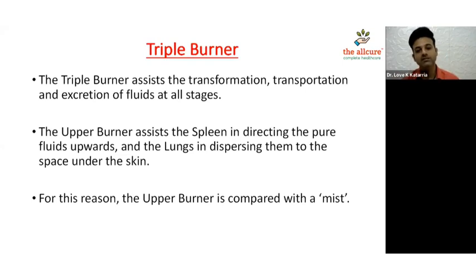The upper burner assists the spleen in directing the pure fluids. So it's being assisted by the upper burner, the triple burner, and the lungs in dispersing them to the space under the skin. For this reason, the upper burner is compared with a mist. The upper burner is considered a mist only and only due to the diffusing action of the lungs.